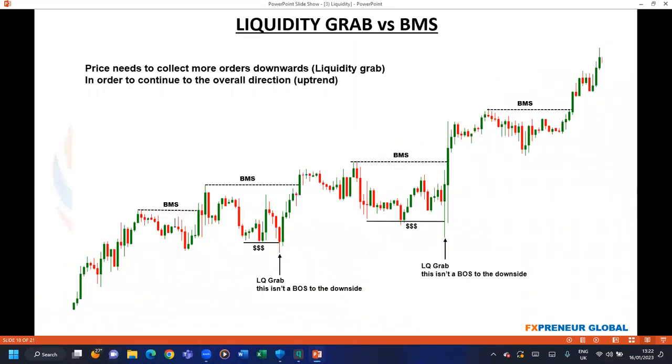Now, some persons cannot differentiate between break of market structure and liquidity grab. Some persons can differentiate between break of market structure and liquidity grab. Now, this is a structure. This high is a structure. This high is a structure. This is a structure.